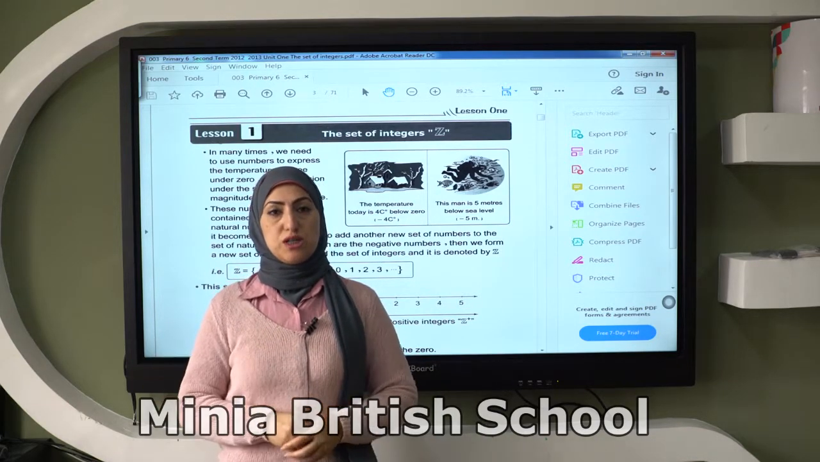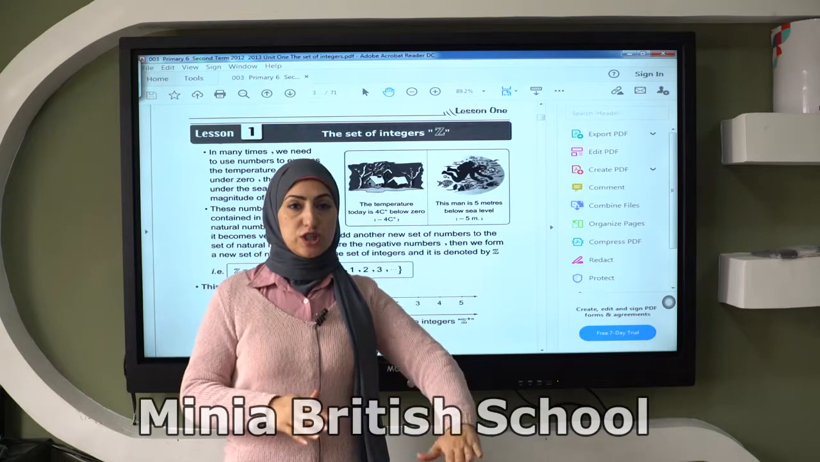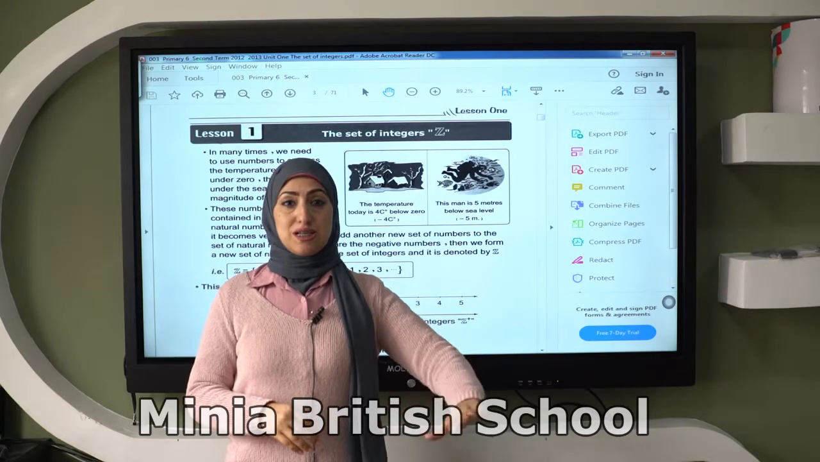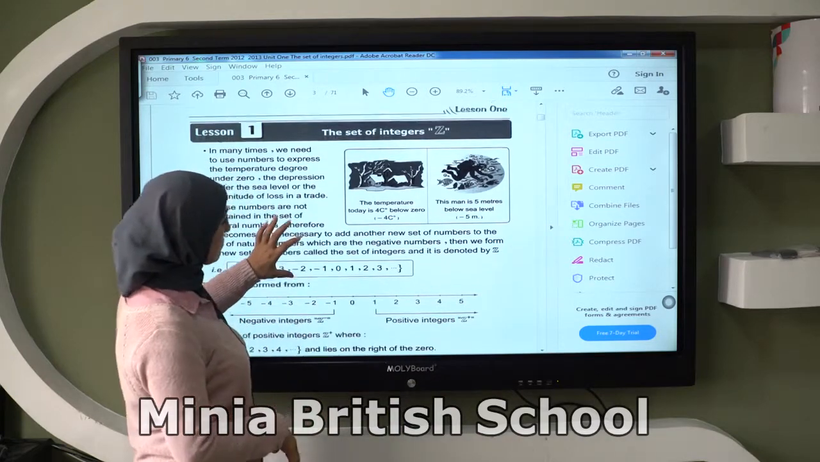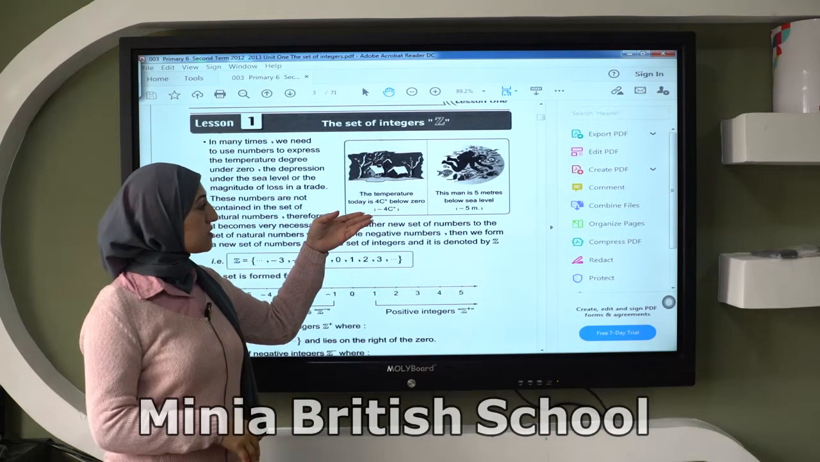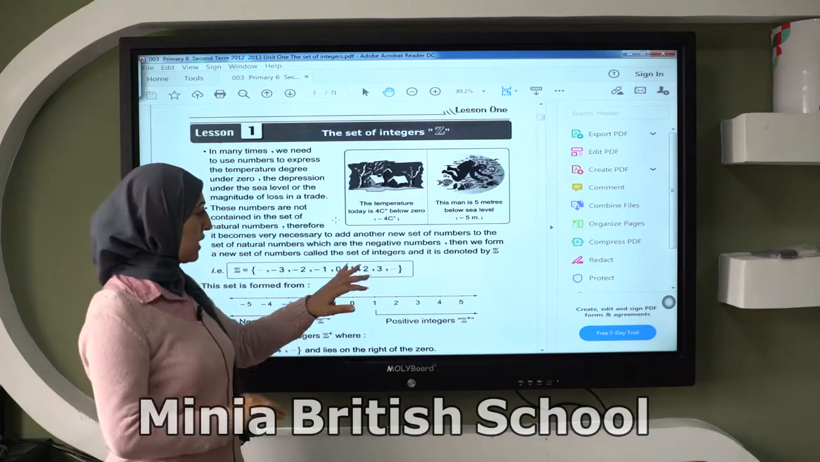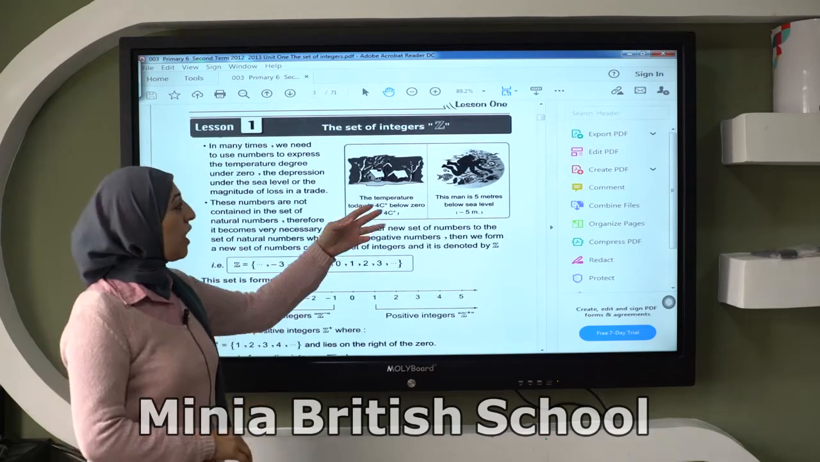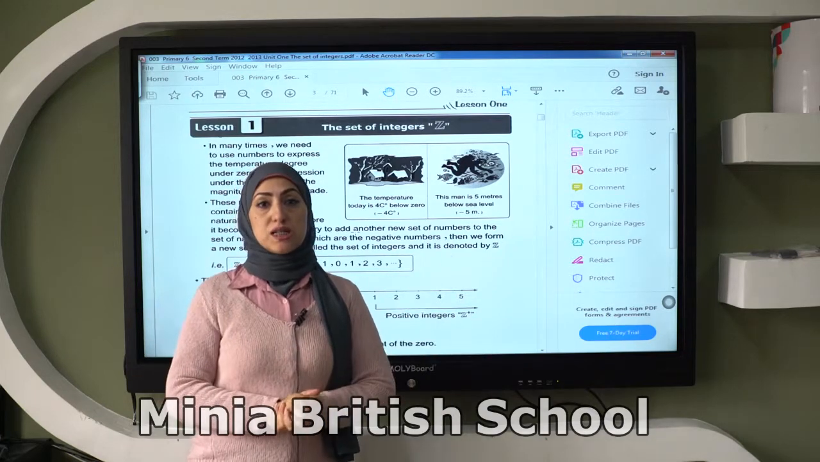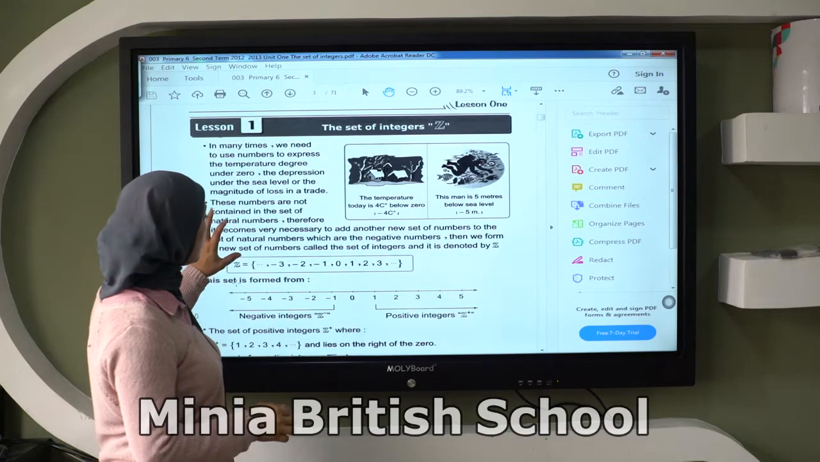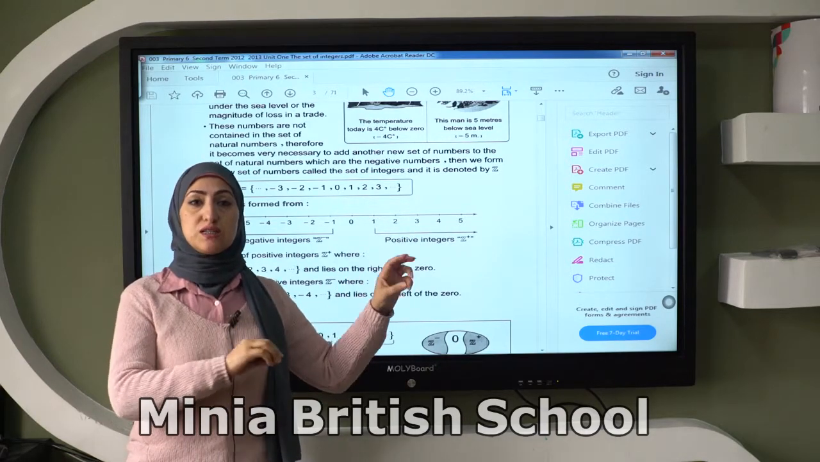If you lost money in any project or in any way, or like the underground, under the sea level, under zero, any situation where we need to express something under zero. Let's say in temperature, today is 4 degrees centigrade below zero, okay? So I want to express it. I want to express 5 meters below sea level. How can we express it? So they found that we have to find numbers to represent these situations.